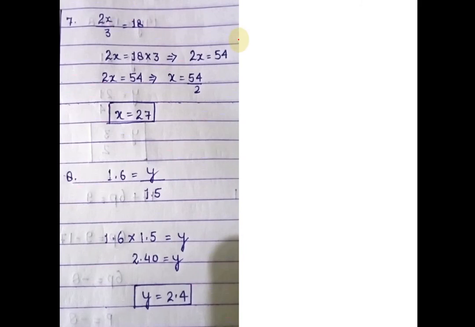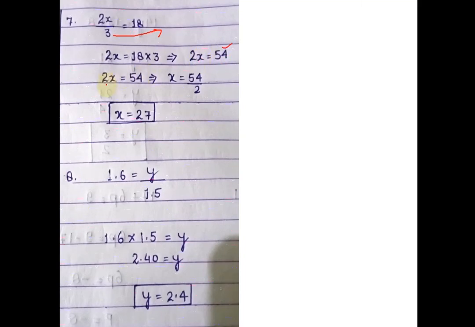Now question number 7, 2x upon 3 equals 18. At first, you will send this 3 to the right hand side and it will go into multiplication, since on the left hand side it is in division. So it will become 18 into 3. So 2x equals 18 into 3. 18 into 3 gives you 54. This is the sign of implies that. So 2x equals 54.